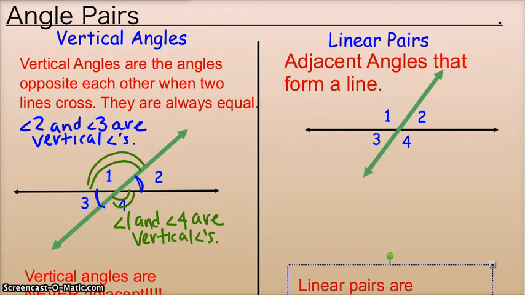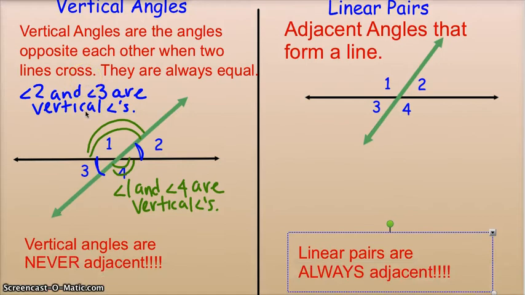Vertical angles are formed when two lines cross. They are the angles that are opposite each other. Vertical angles are never adjacent. They can't, by definition, be side by side because they have to be vertically across from each other.